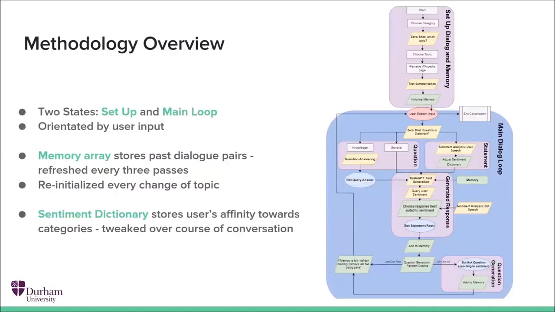So let's have a little look at how Jill works. Jill has two main states, the setup state and the main dialogue loop, and we move between them with human verbal input. Jill is maintained by two main data structures, the memory array, which stores past human-Jill dialogue pairs, and the sentiment dictionary, which stores the user's affinity towards particular topics over the course of the conversation. And this is tweaked.